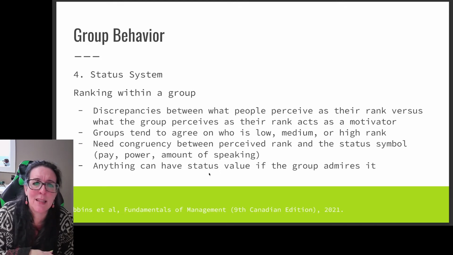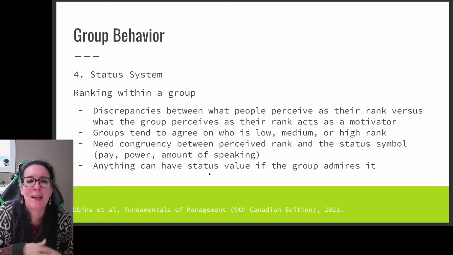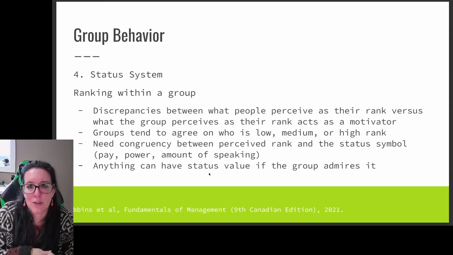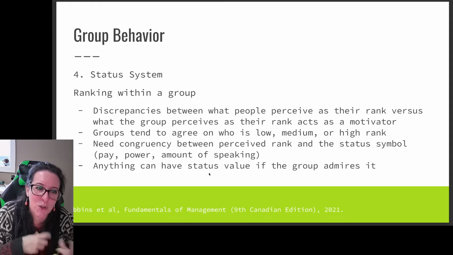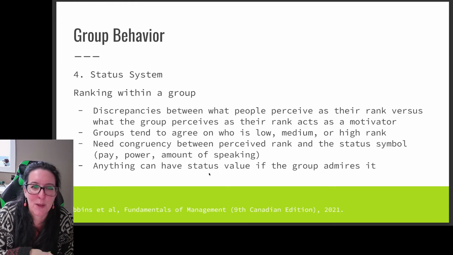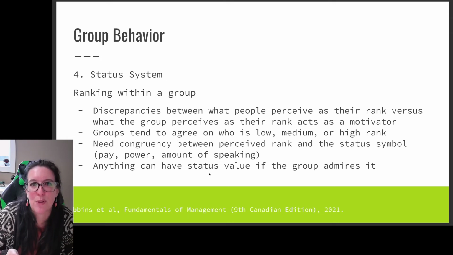And we recognize that those status symbols can be anything that the group admires. So it doesn't have to be a pay disparity between people in your team. It can simply be about respect. It can simply be about perceived authority. It could be about representation. The team gets represented. Maybe the team presents their work to upper management. And so the status symbol is those who do the presenting, those type of components.